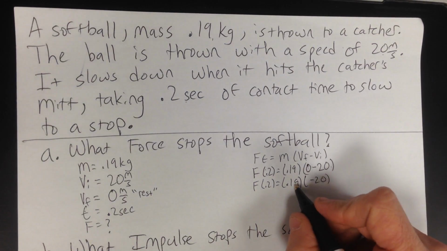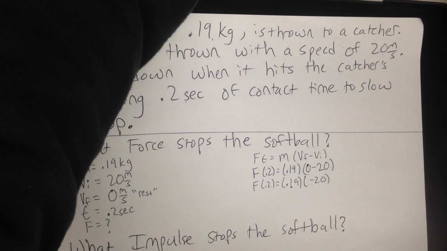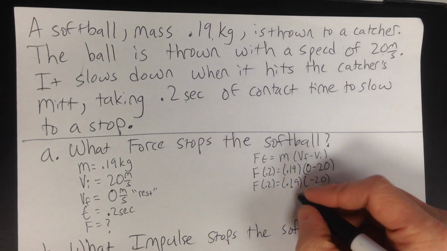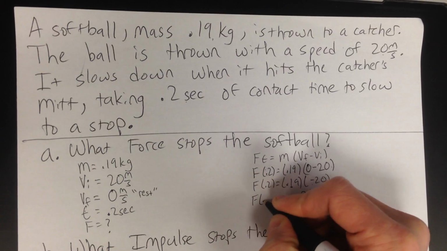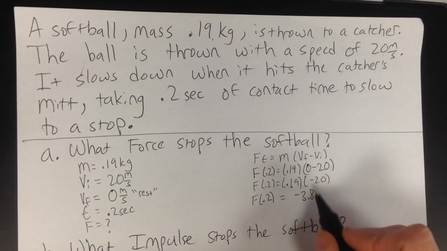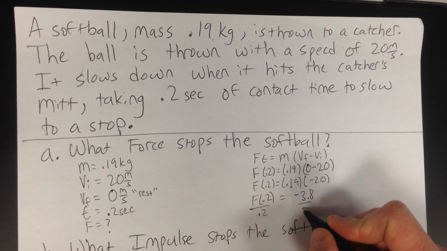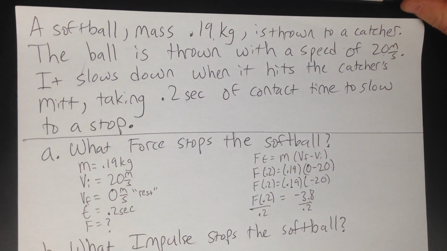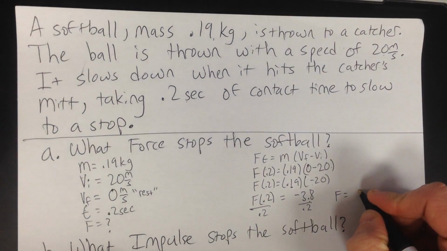And the second thing I would do is do the 0.19 times the negative 20. Alright, do that on your calculator. 0.19 times negative 20 is negative 3.8. On the left side you have force times 0.2 equals negative 3.8 on the right. And our last step to get force will be to divide both sides by 0.2. So the force, when you divide both sides by 0.2, is equal to, oh wow, a negative.